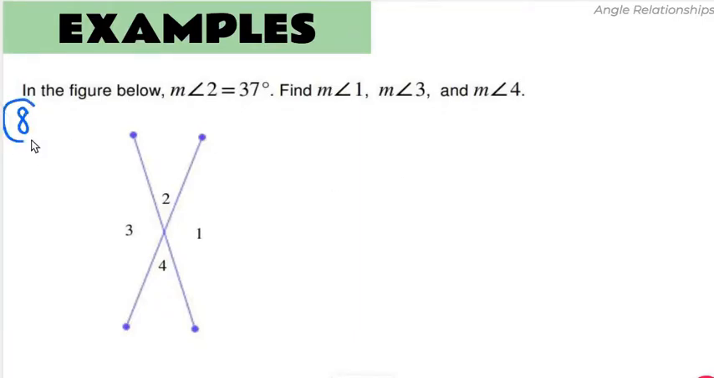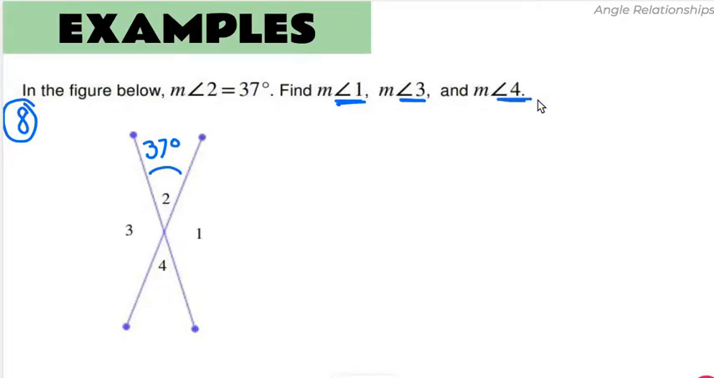This is number 8. In the figure below, m angle 2, it's the same as just saying the measurement of angle 2. So this angle right here. So angle 2 measures 37 degrees. Okay. And our directions are find angle 1, angle 3, and angle 4.